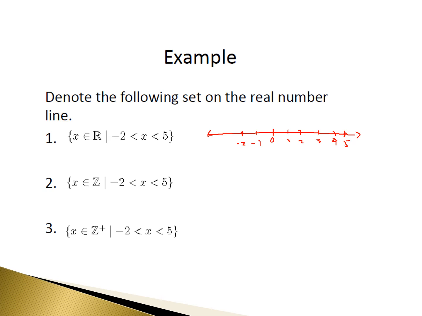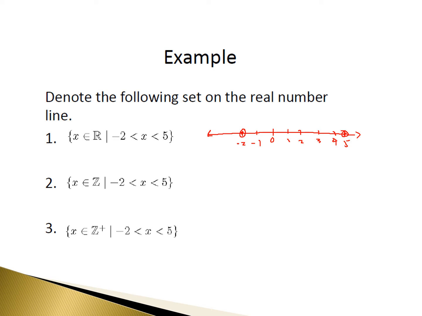So, this picture shows the numbers between -2 and 5. So how about here, number 2? If you are going to look at the figure above, x is an element of Z. Z is the integers, such that -2 is less than x less than 5. So what are those integers between -2 and 5?